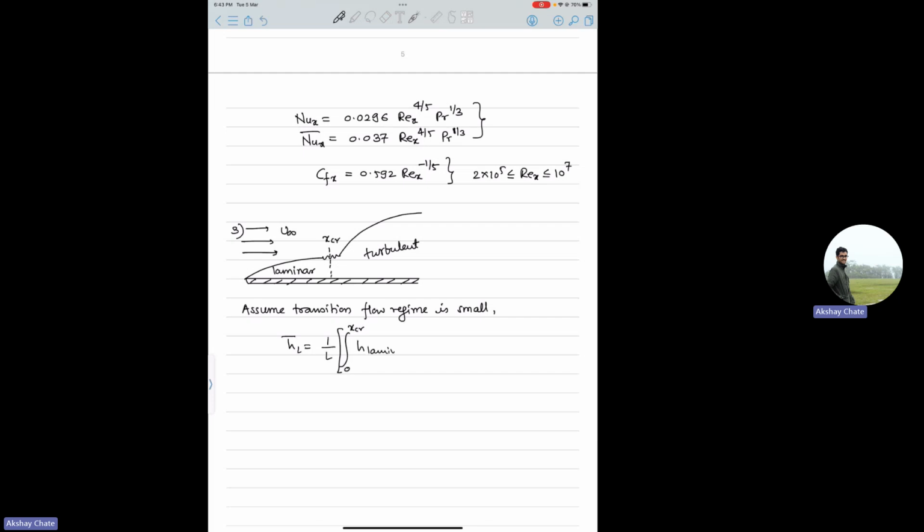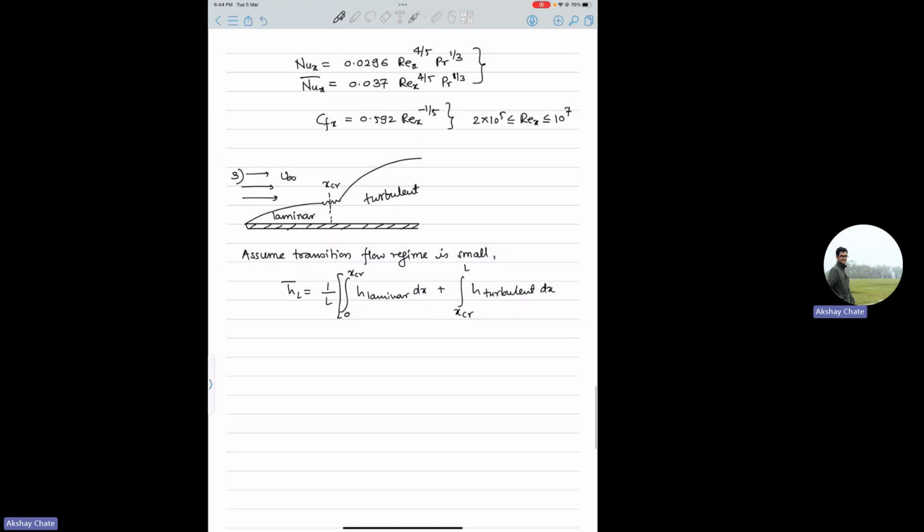H of laminar into dx plus x critical to L H of turbulent into dx. And this you get from correlations, Nusselt number correlations, right? So this is a standard way to do these things, and once you get h_L, you get your average Nusselt number expression as h_L L by k of fluid, like that, no?